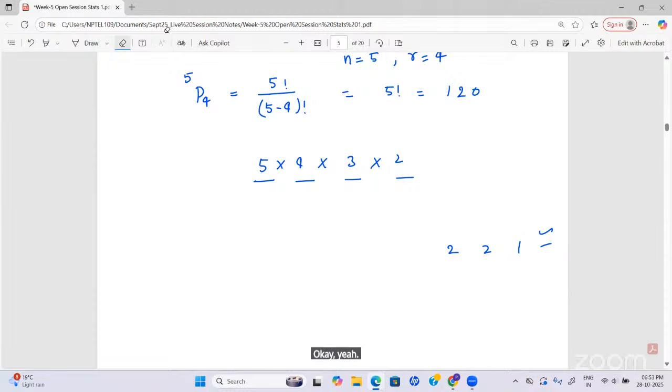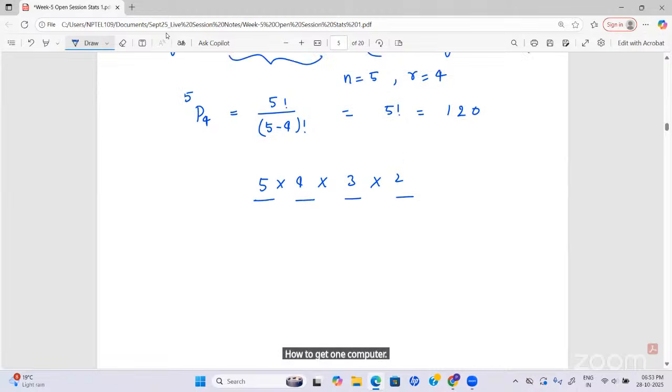Ma'am, how to get 120? Sorry? How to get 120? 5 factorial is equal to 120. If you multiply 5 into 4 into 3 into 2, then it will give you the value 120.